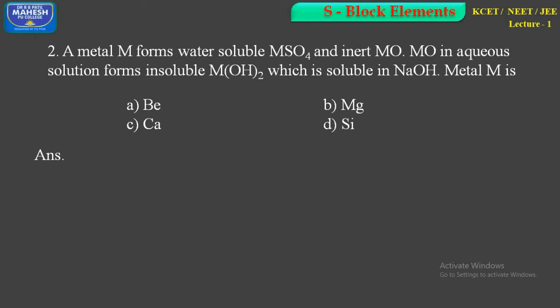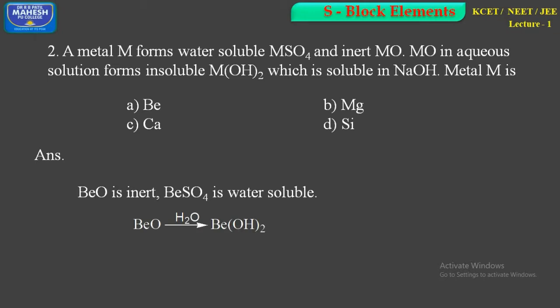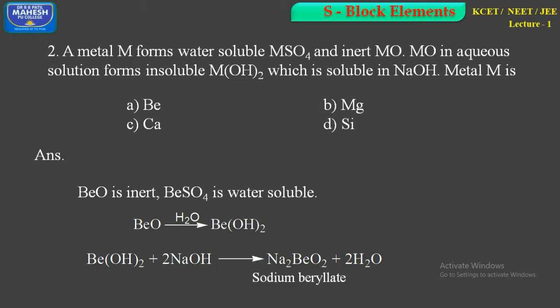In this case, students, beryllium oxide is inert and beryllium sulfate is water soluble. Beryllium oxide reacts with water forming beryllium hydroxide, whereas beryllium hydroxide reacts with sodium hydroxide forming sodium beryllate along with water. Thus, the answer is option A, beryllium.